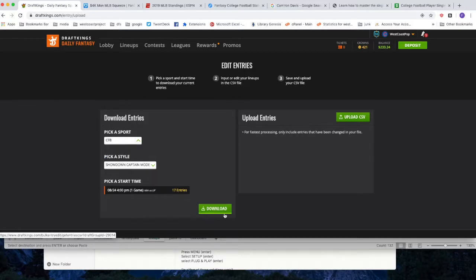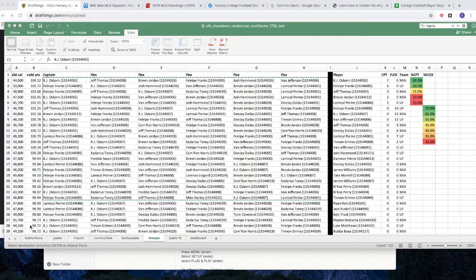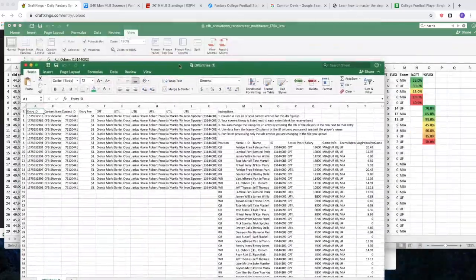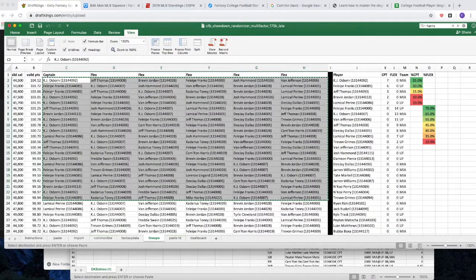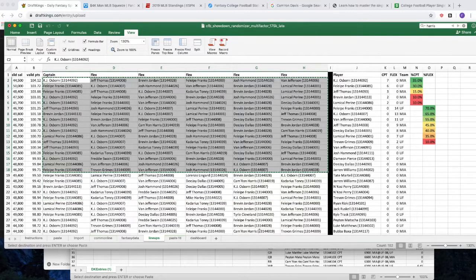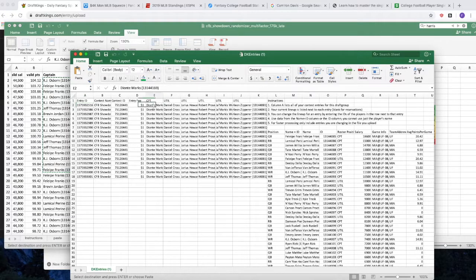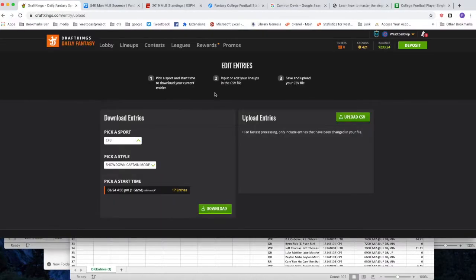So it shows I have 17 entries. I'm going to download a sheet. This is how easy this is with Joe's tool from Single Game DFS. So here are my dummy lineups, 17 of the same lineups. I can just take the 17 top lineups, and I have to go to row 18, obviously, because I'm using row 1 as a title row, header row. So copy, paste, save it, and then I'll upload it.